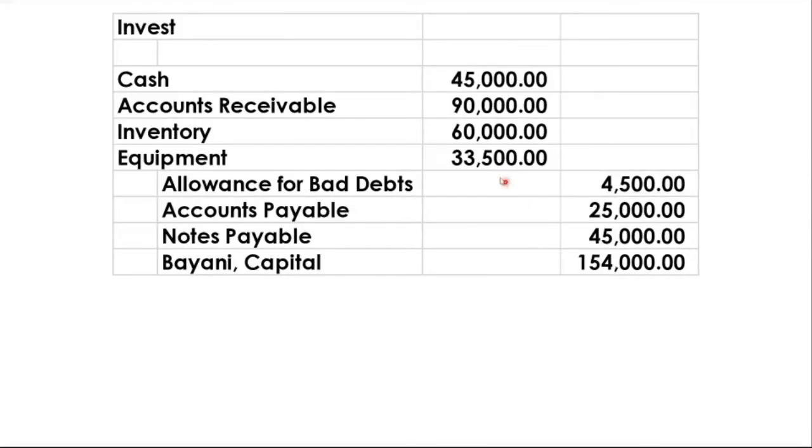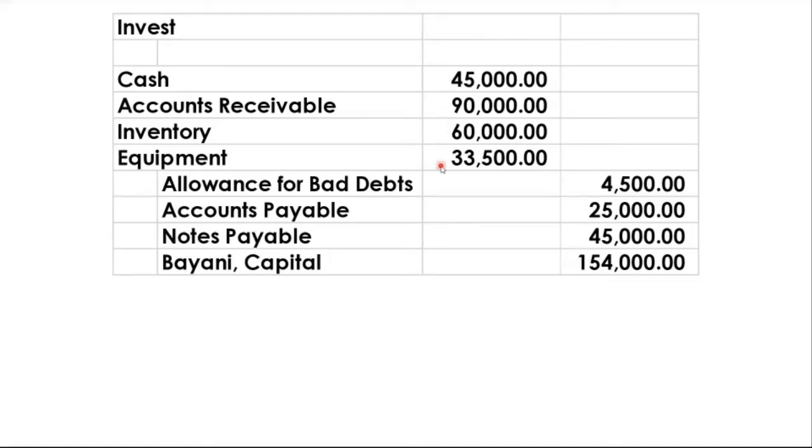Okay, so the investment will be the same. The only difference is the items that were debited in the closing entries will be credited, and the items that were credited in the closing entries are now debited here. Okay, so those are the items.